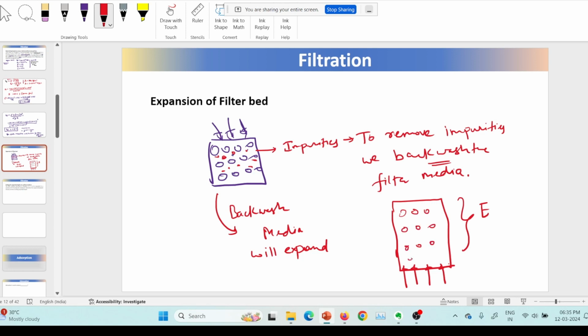The distance between the particles will increase, and because we supply water in the opposite direction, the media depth will increase and porosity will also increase. The impurities will come out and be collected through troughs that I am not drawing.